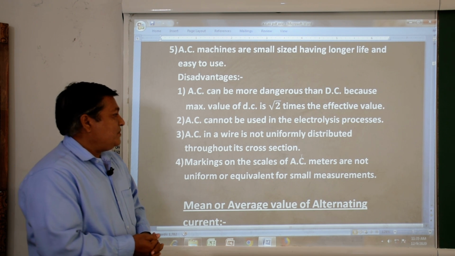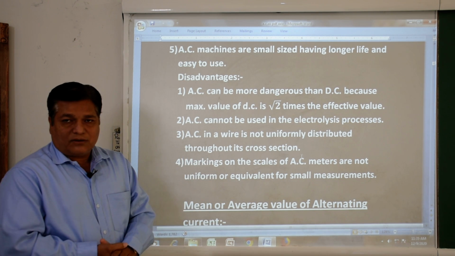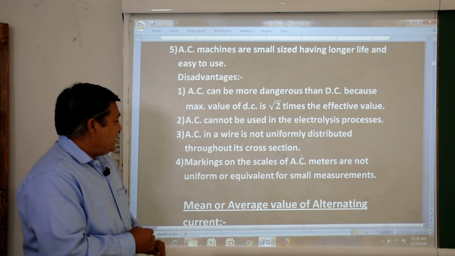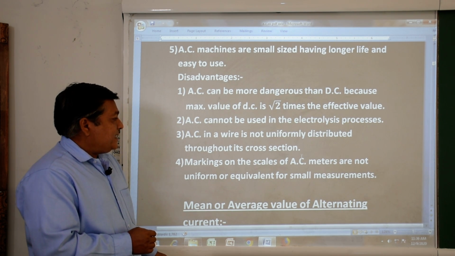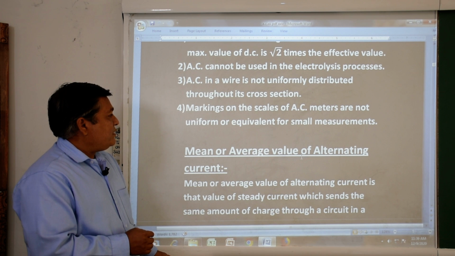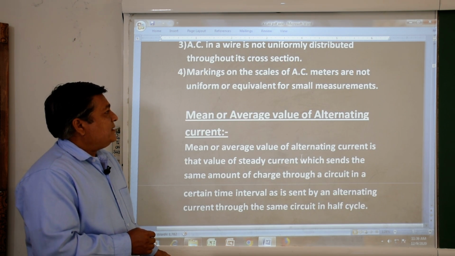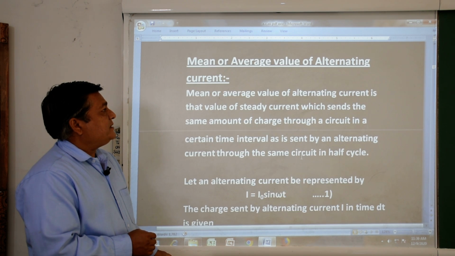AC in a wire is not uniformly distributed throughout its cross section because its value changes with time continuously. Markings on the scales of AC meters are not uniform or equivalent for small measurements. These are certain disadvantages of alternating currents.